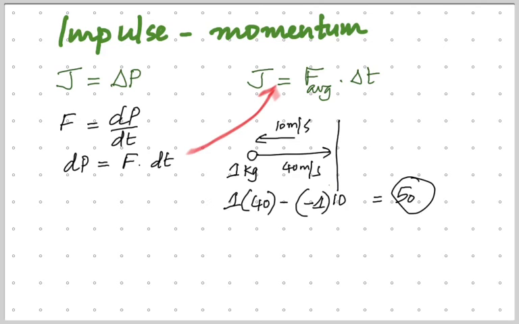Is there a unit for impulse or no? Yes, the same as for momentum, because it's the change in momentum. And what's the unit? It's kilogram meter per second, because momentum is mass times velocity, isn't it? Mass times velocity. Done. All right, good.